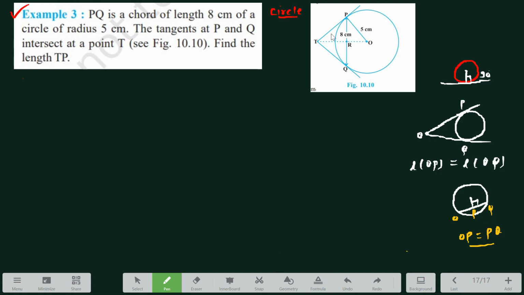So, given: the length of PQ is 8 centimeter. Given the length of PQ is 8 centimeter. The length of TP is equal to the length of TQ.